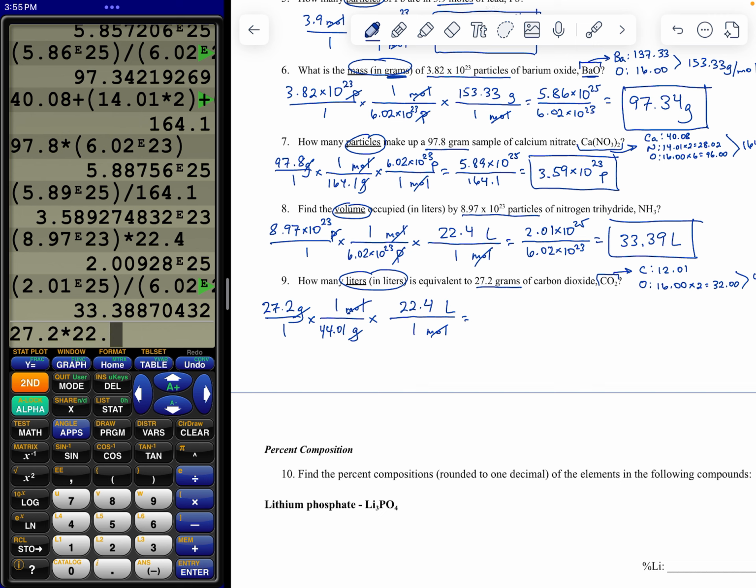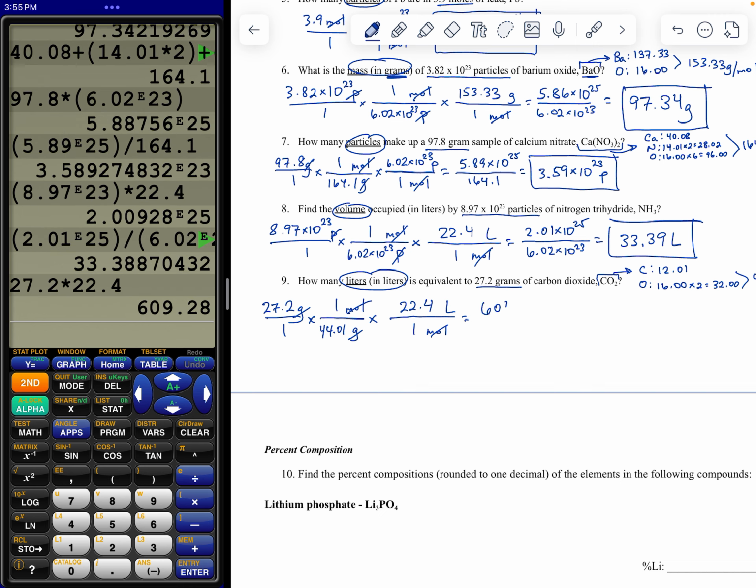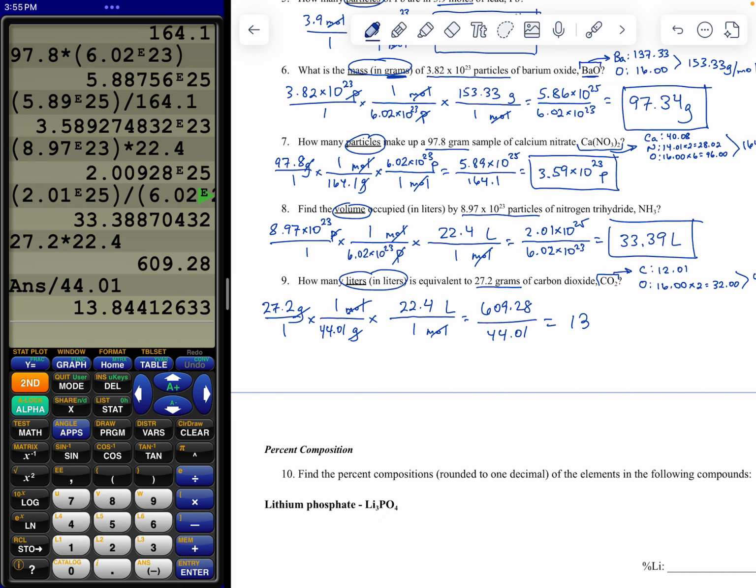27.2 times 22.4 gives us 609.28, divided by 44.01, and our final answer is 13.84 liters.